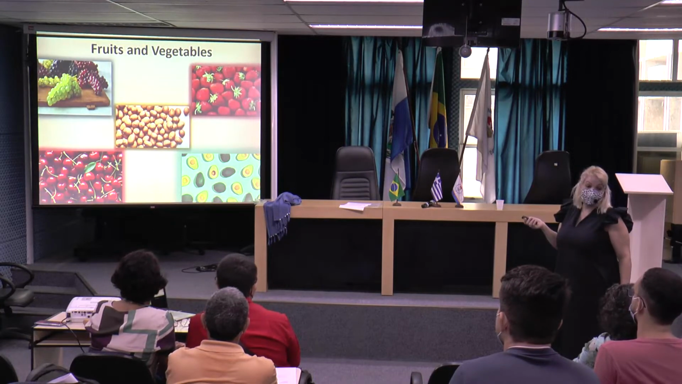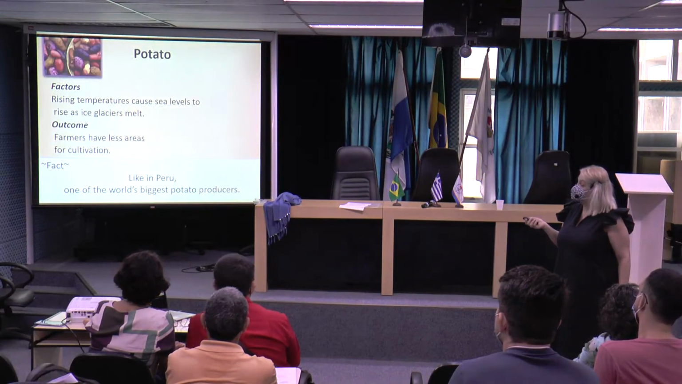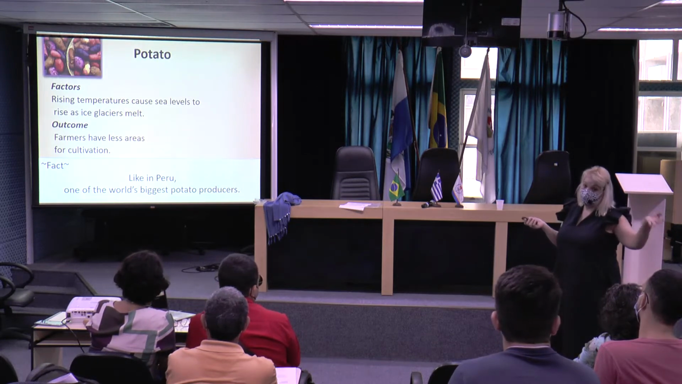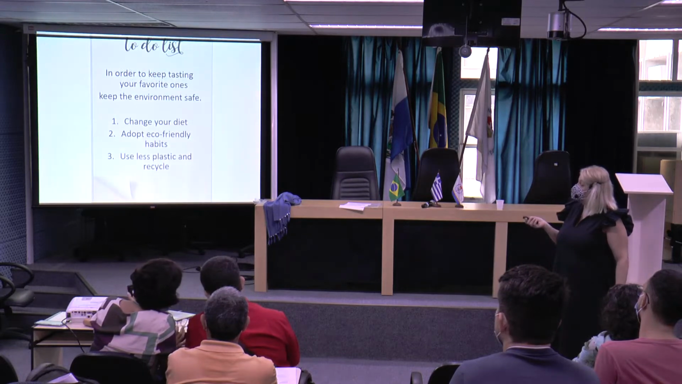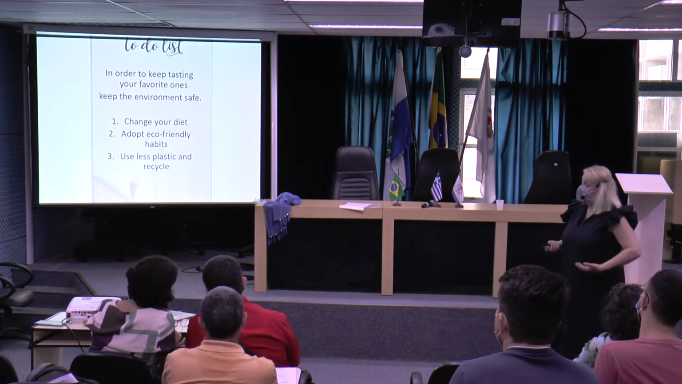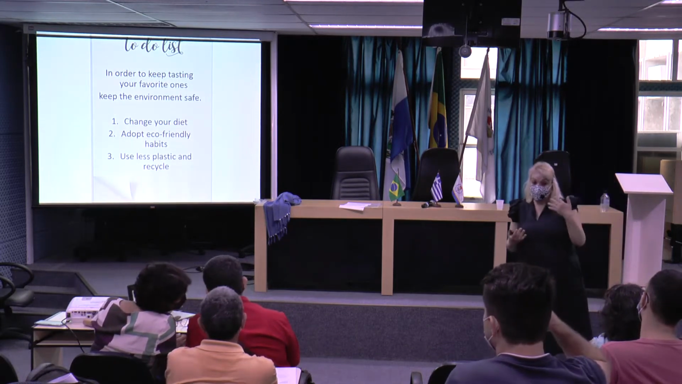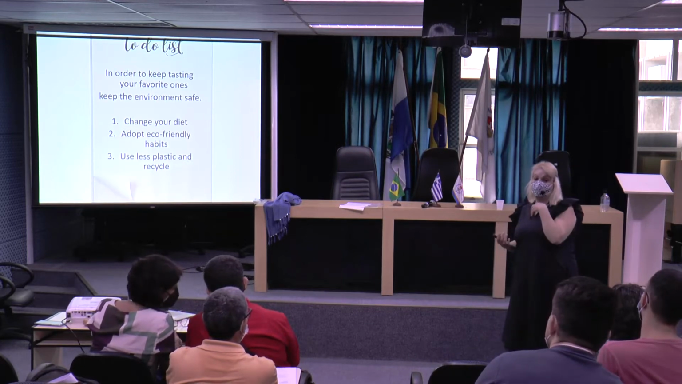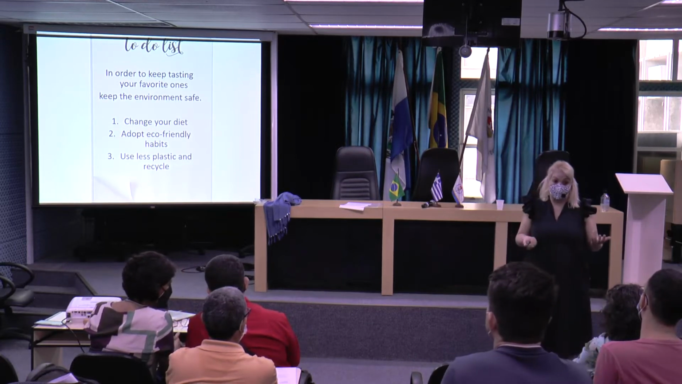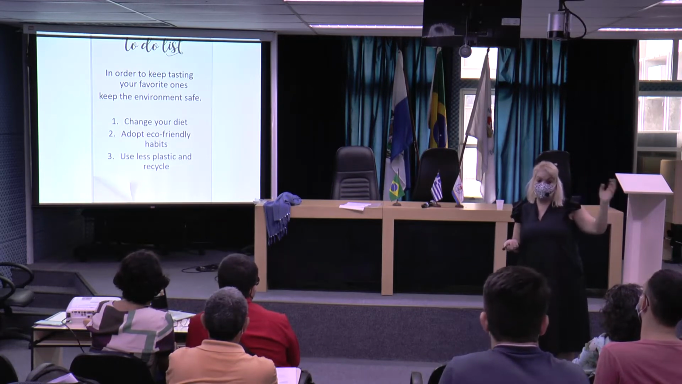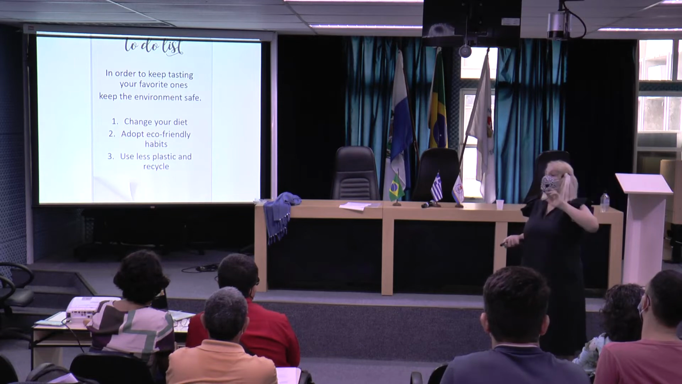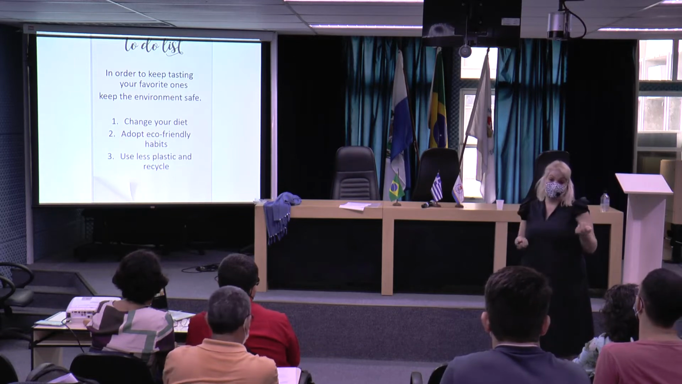What happens to fruits and vegetables? Potatoes, because of climate change and rise in the temperature, avocado. And then they relate what this means to our lives or what we can do. They said what the impact is for our lives: no more chocolate, no more beers because we don't have wheat, no more, I don't know, fruits. But then what can we do in order to avoid this?